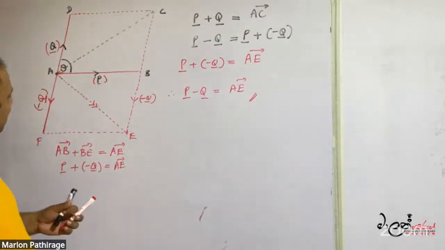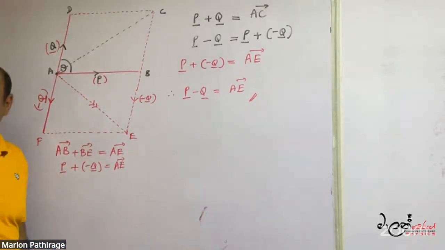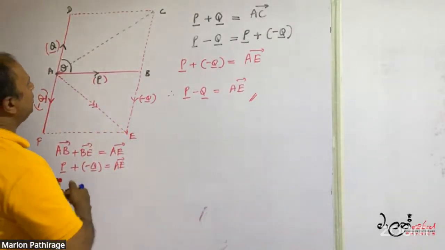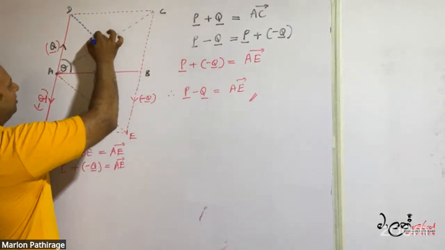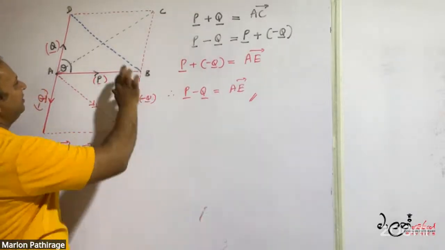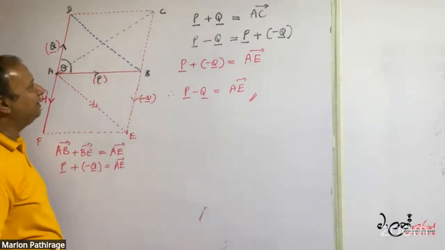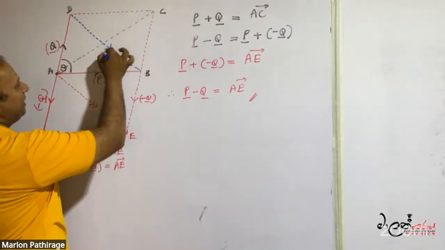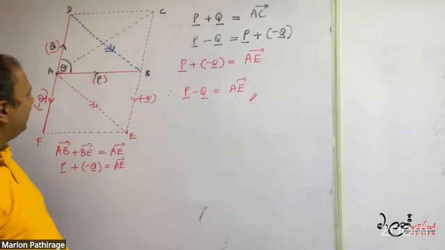Now look at this one. I will do a small construction. I'm going to draw this diagram. I'm going to draw the DB diagram. If I draw the DB diagram, Bhute, now what can you see?